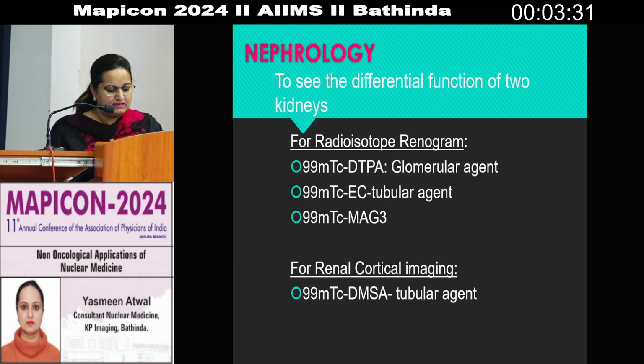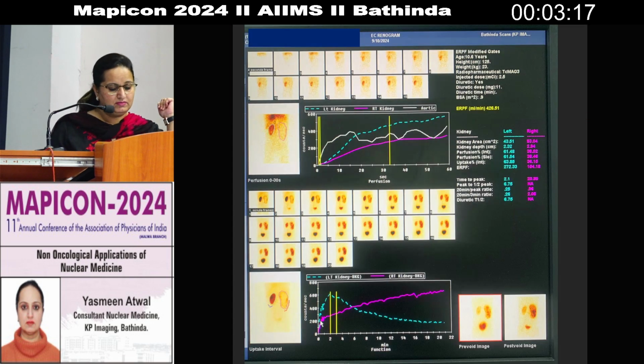And then this is the dynamic imaging. We see the flow, we see everything, we generate graphs. Whereas in the renal cortical imaging, this is a static imaging basically for the cortical split function given in percentage and the scarring. So this is a graph, this is an EC scan.